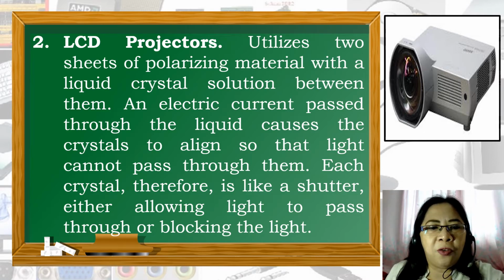It utilizes two sheets of polarizing material with a liquid crystal solution between them. An electric current passed through the liquid causes the crystals to align so that the light cannot pass through them. Each crystal, therefore, is like a shutter, either allowing light to pass through or blocking the light.